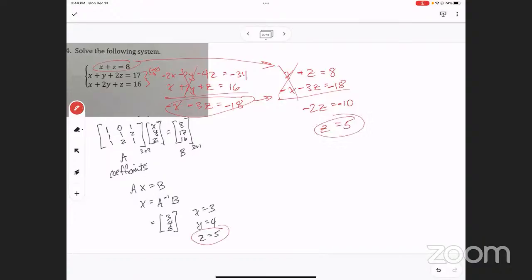Now I can go back and plug it in to find out what x equals. So if z equals 5, that means x equals, you can do that in your head, right? X equals 3. And I'll plug those both back into one of the other equations. Let's say x plus y plus 2z equals 17. Plug in 3 and plug in 5 to solve for y, and you get y equals 4. So that would have been the other way to do it, the elimination way of doing it.